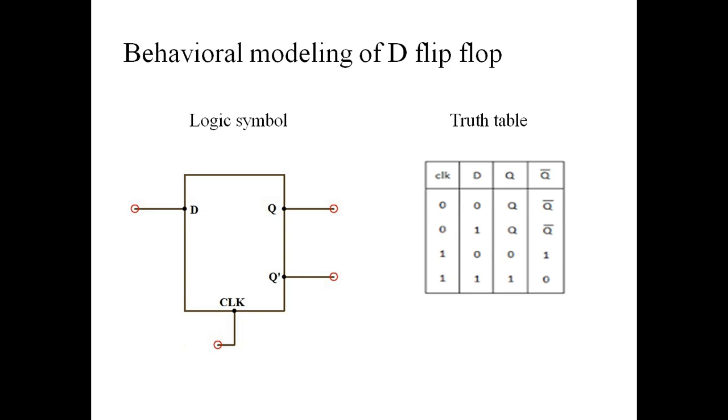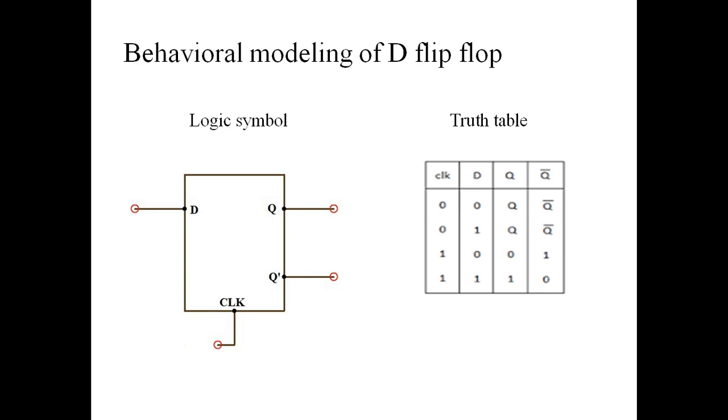Next type of flip-flop is D flip-flop. It has a clock signal as one input and data as the other. Okay, there are two outputs and these outputs are complement to each other. The symbol of D flip-flop is as shown in figure. This is the logic symbol of D flip-flop and this is the truth table of D flip-flop.